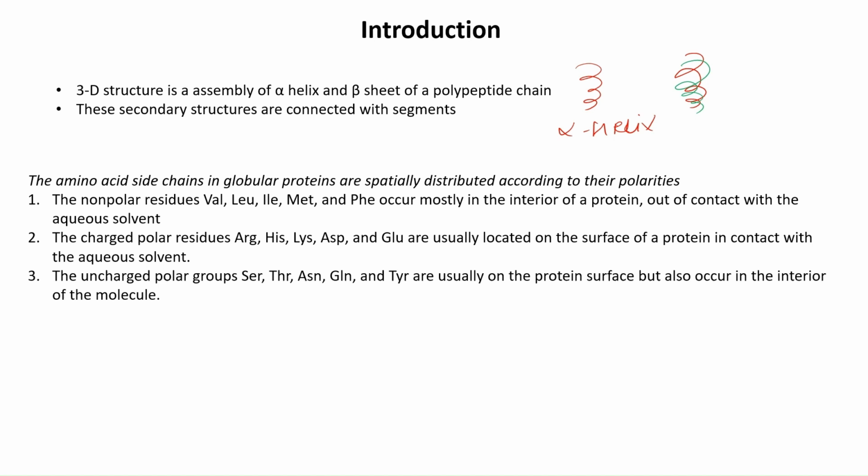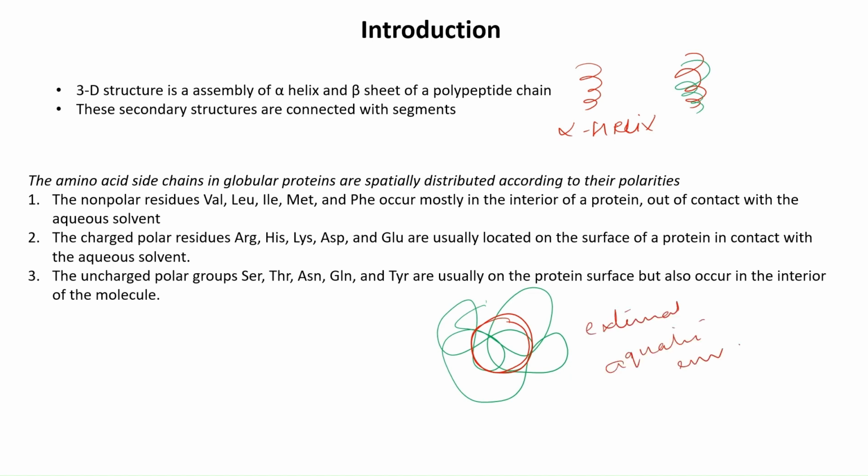Apart from the differences we studied, if we look into the structure of a globular protein, clearly we can see that it has an interior portion which is separated from the external aquatic environment, and an exterior surface which is in connection with the aquatic environment. Because of this, there occurs a proper distribution of all the amino acids in a globular protein.